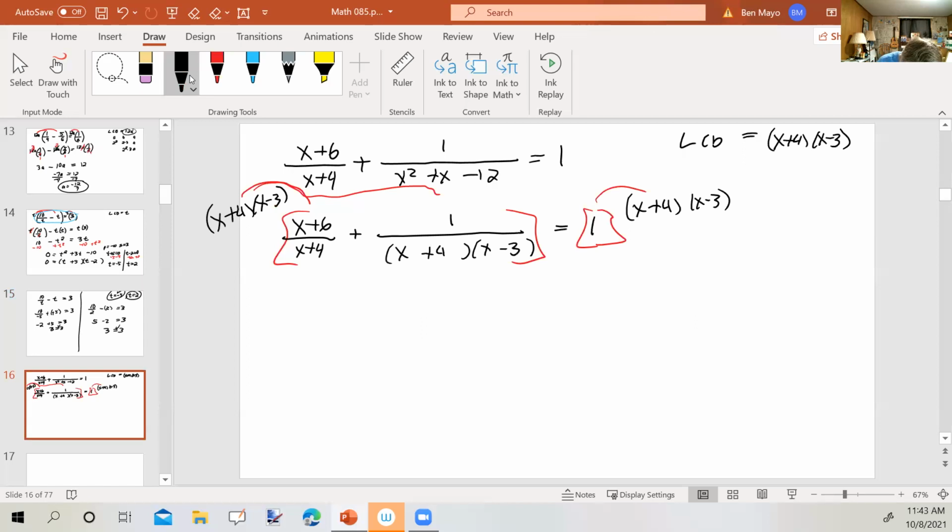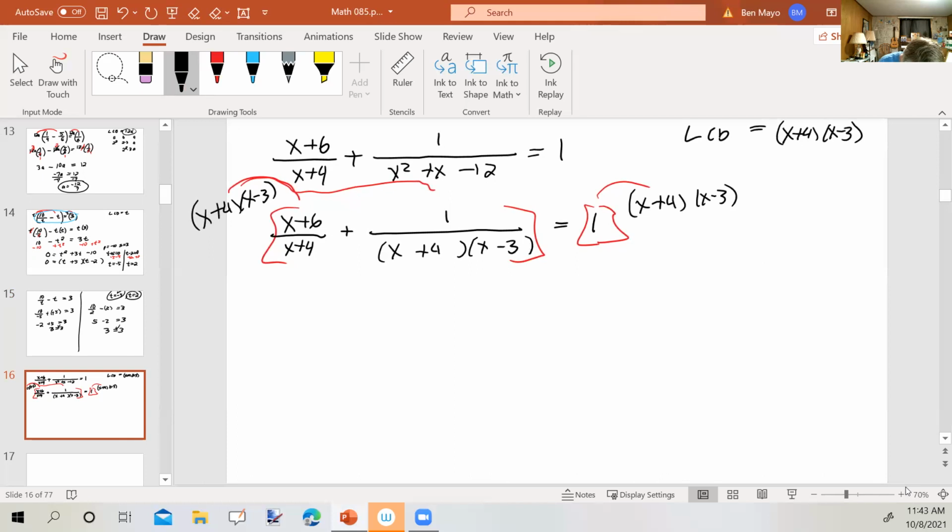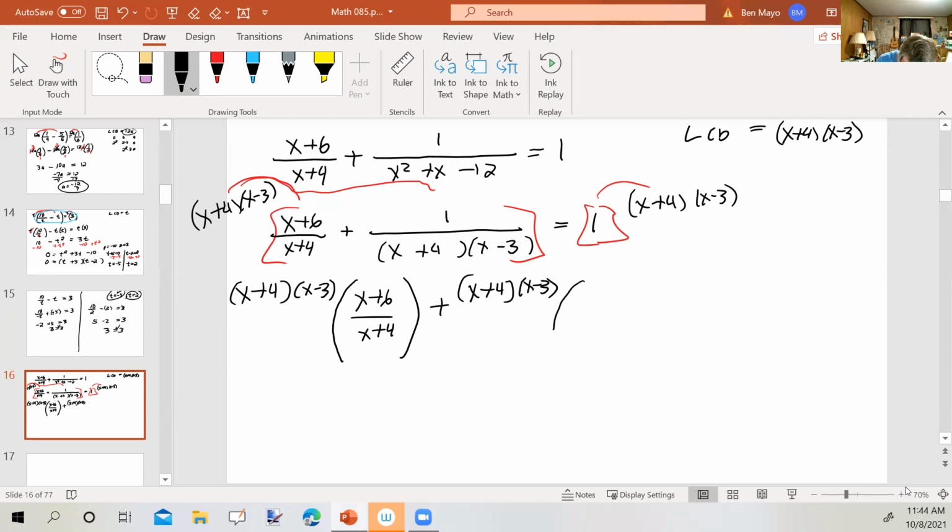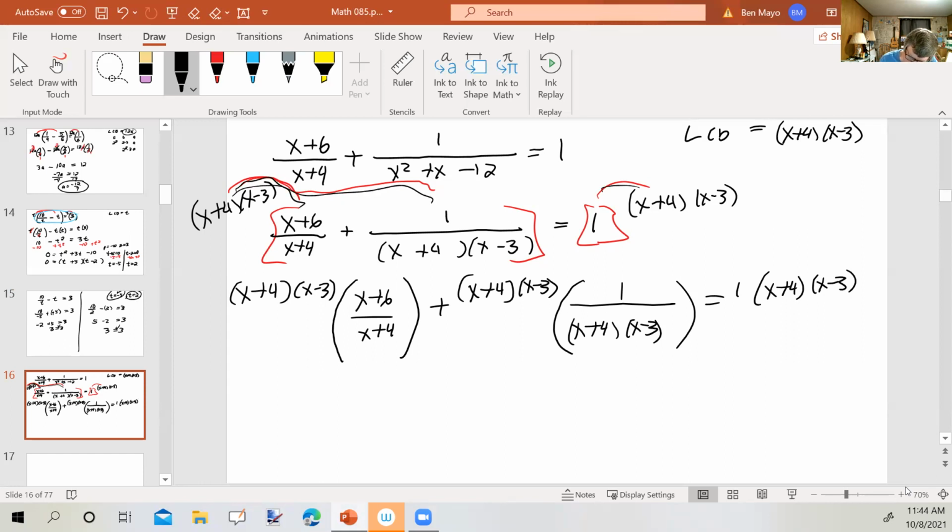So starting on the left, I have the following. Let's see if I make this a little bigger. That might help. I've got x plus 4 times x minus 3 times x plus 6 over x plus 4, plus x plus 4 times x minus 3 times 1 over x plus 4 times x minus 3, equals 1 times x plus 4 times x minus 3. So I took this times this times that, and that times that. Same thing we did on the previous problems, just more complicated looking stuff, but the same idea.